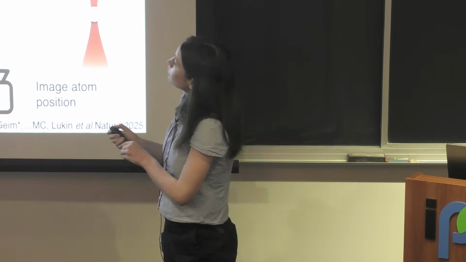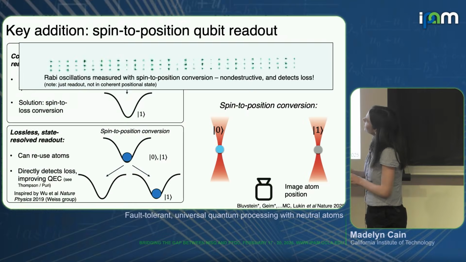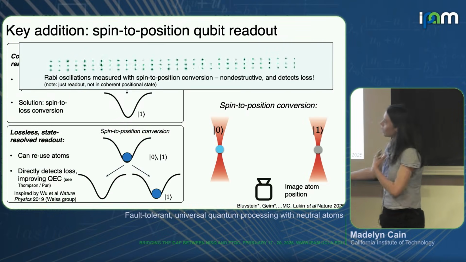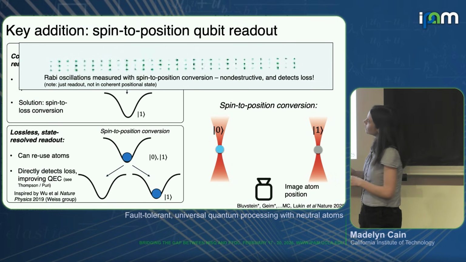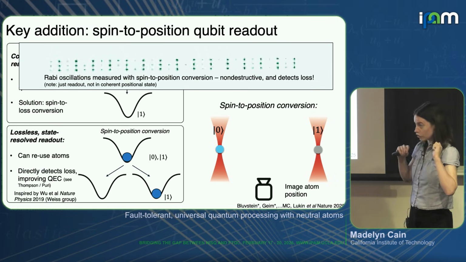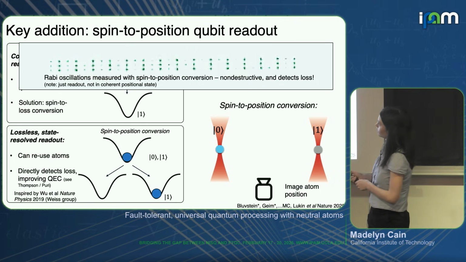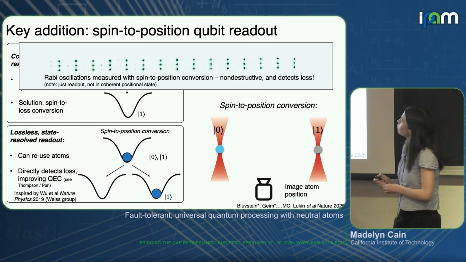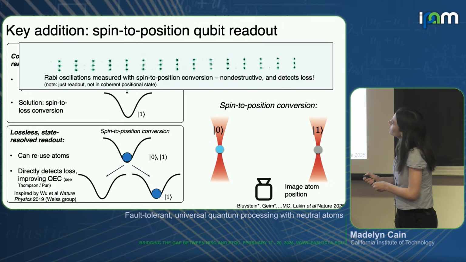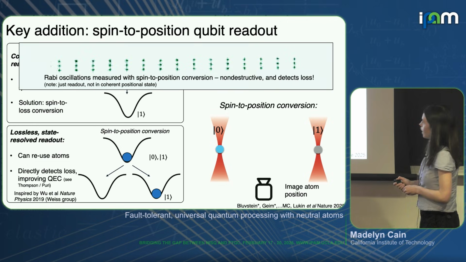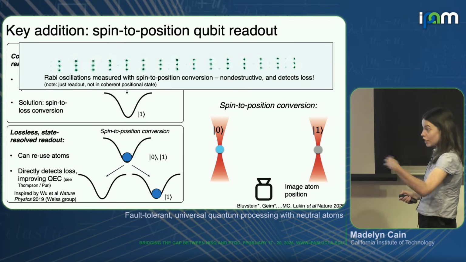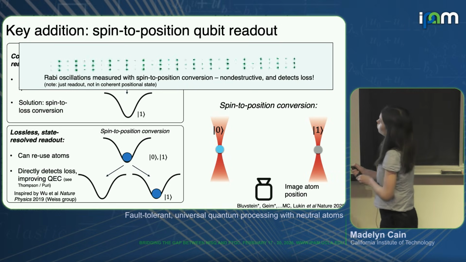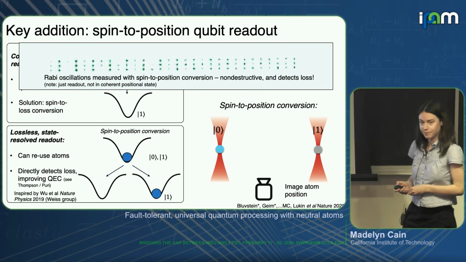Yeah, so just to see what this looks like, here we are showing Rabi oscillations between the 0 and 1 state, and then measuring the qubit state with this spin to position conversion. And what you can see is that, just as expected, one will oscillate between the 0 and 1 state over time. Furthermore, this can be done for many, many iterations with just the same atoms due to the non-destructive nature of the measurement.